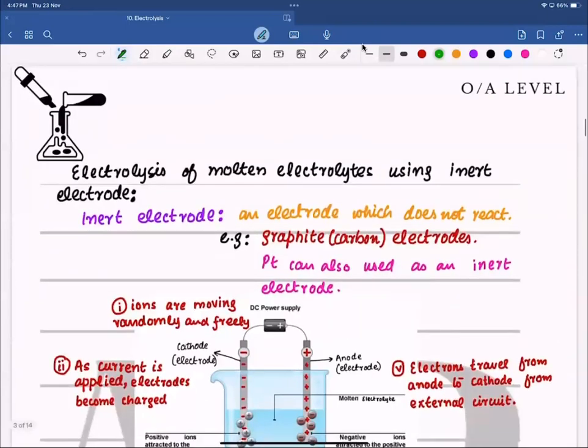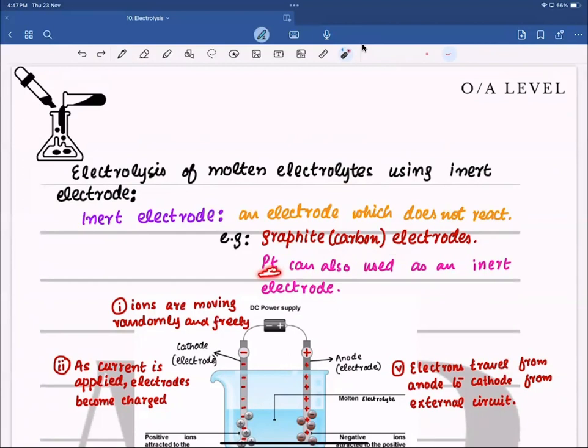So the first case in our syllabus is you have to understand the electrolysis of molten electrolytes, where we use inert electrodes. So what does an inert electrode mean? It does not take part in the electrolysis, it does not react itself. That's why we use graphite or carbon. Graphite is an inert electrode. Besides graphite, the metal which we can use as an inert electrode can be platinum. If we take any other metals, then they are considered as an active electrode.